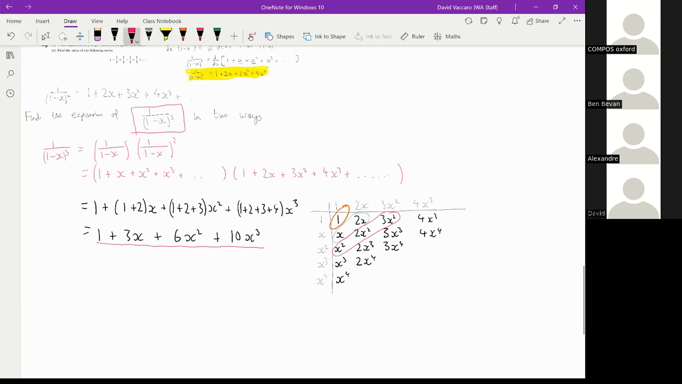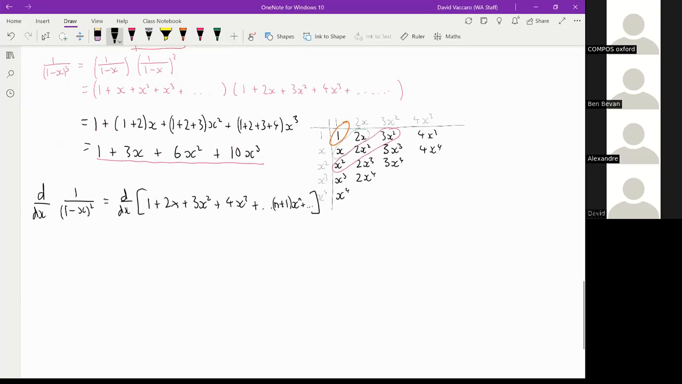Okay, let's see if we get the same result by differentiating my expression for 1 over 1 minus x squared. So let's differentiate 1 over 1 minus x all squared. So let's differentiate 1 plus 2x plus 3x squared plus 4x cubed, and so on. And we go up to n plus 1 x to the n. I'm going to look at the general term.